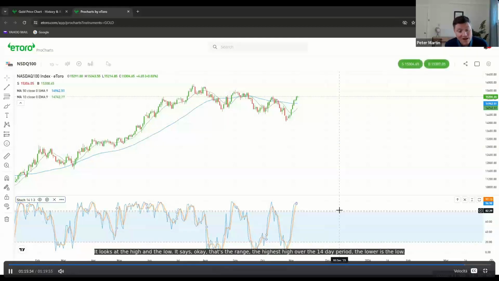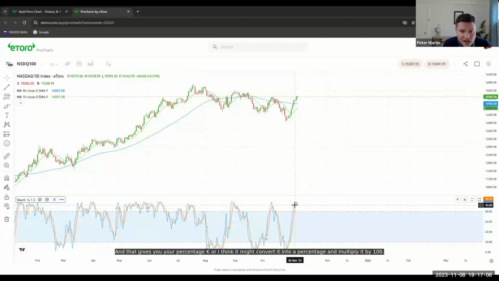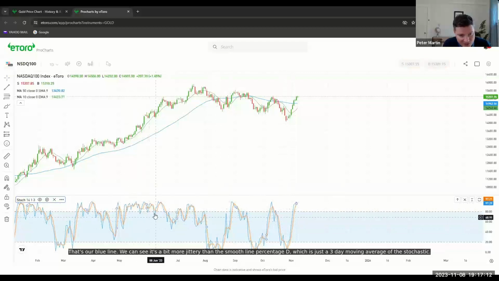It looks at the high and the low. It says, okay, that's the range, the highest high over the 14-day period, the lowest low. It then takes the current closing price, subtracts that low value, divides it by the high minus the low, and that gives you your percentage K. I think it converts it into a percentage by multiplying by 100. That's our blue line. We can see it's a bit more jittery than the smooth line, percentage D, which is just a 3-day moving average of the stochastic.